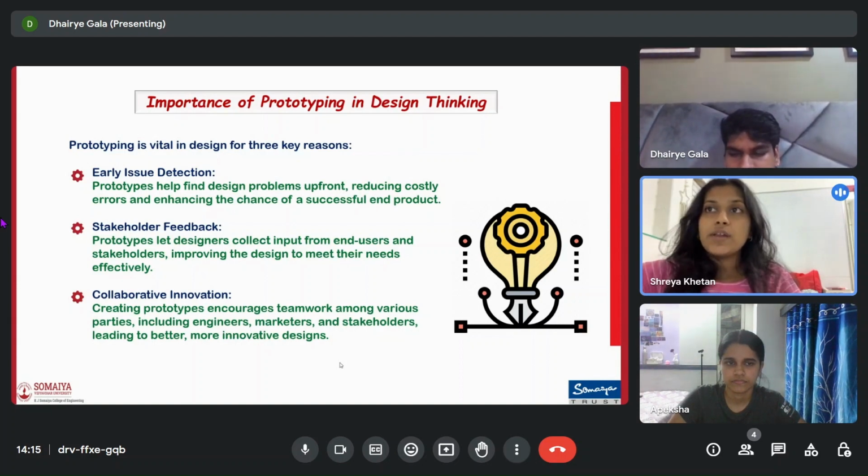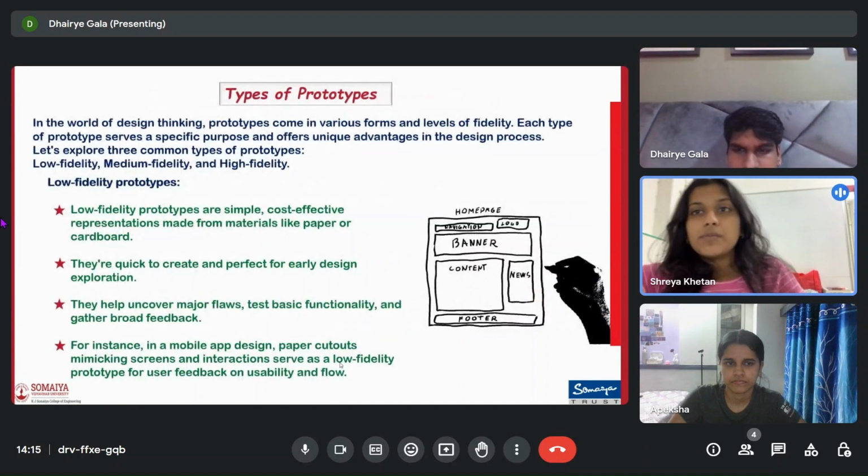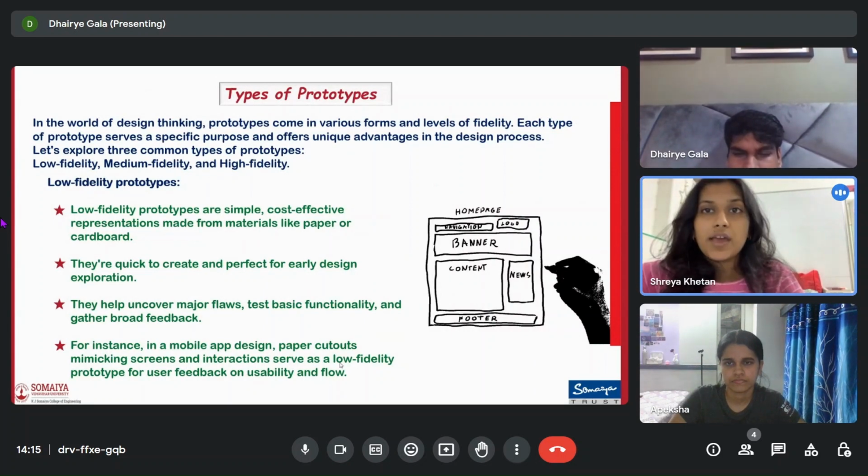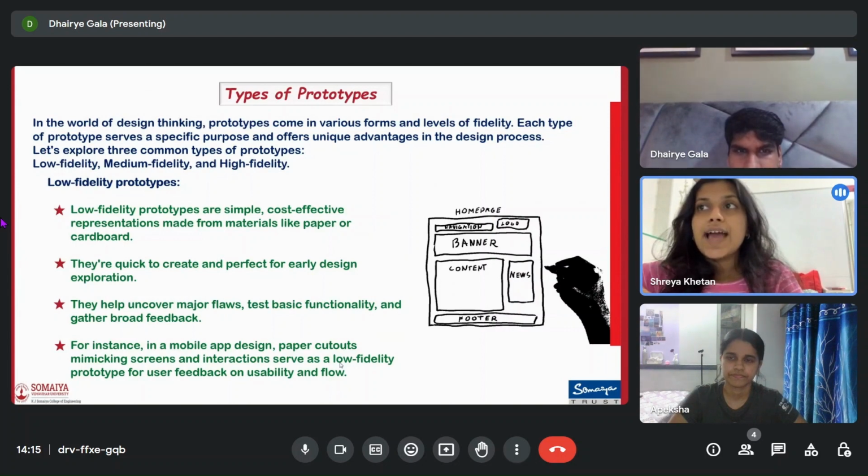much more innovative solution. Okay, so now we have spoken about prototypes, the importance of prototypes, and now let's talk about the types of prototypes that we have. So, in the types of prototypes, we are mainly going to talk about three types, that is low fidelity, medium fidelity, and high fidelity prototypes. So, now firstly, let's talk about the low fidelity prototypes.